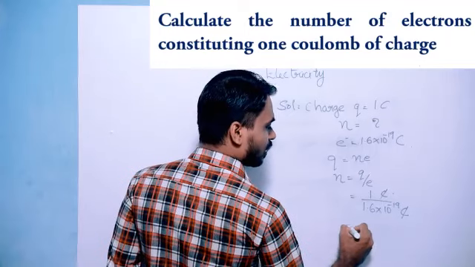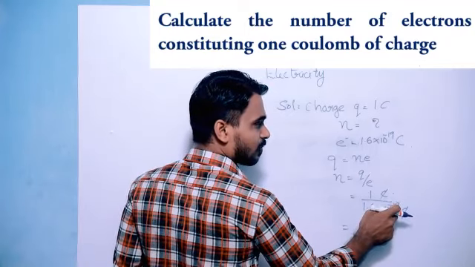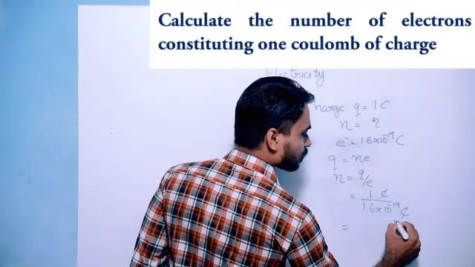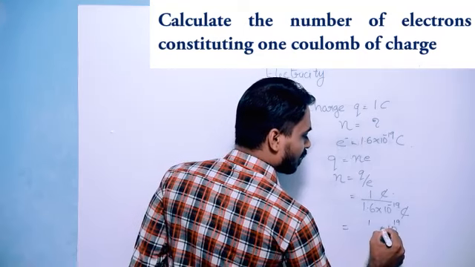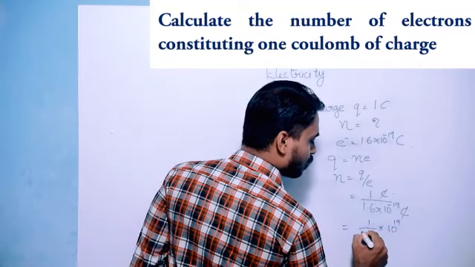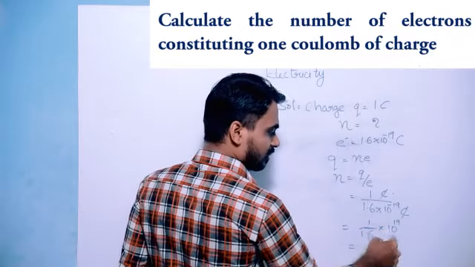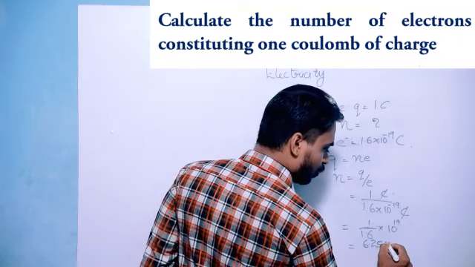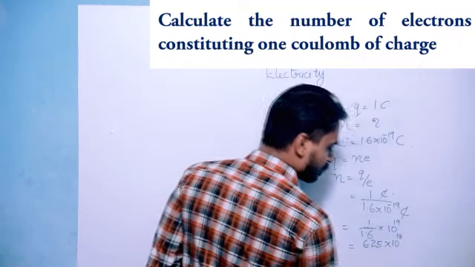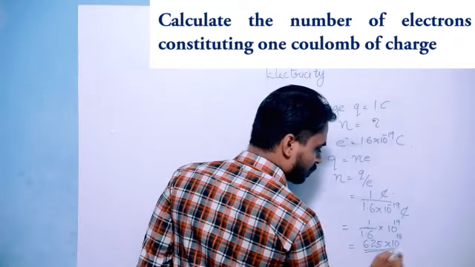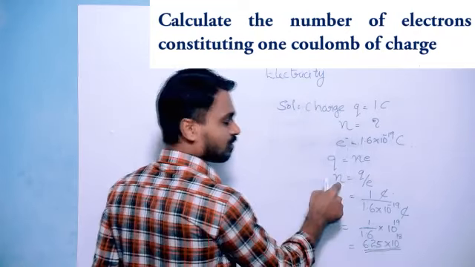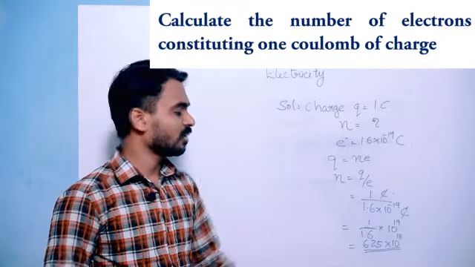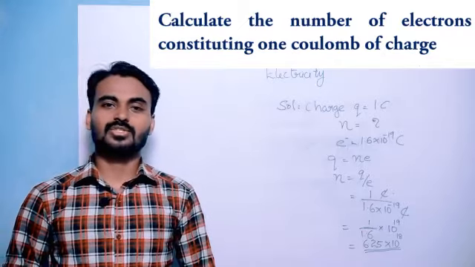And then, the 10 raised to minus 19 is in the denominator. When it is moved to the numerator, the minus symbol is gone. That is 10 raised to 19 into 1 by 1.6. By calculating this, we will get the answer as 6.25 into 10 raised to 18. It doesn't have a unit. Look, N, we don't need any unit. N is a number, so it does not have any unit. We will get the answer as 6.25 into 10 raised to 18.